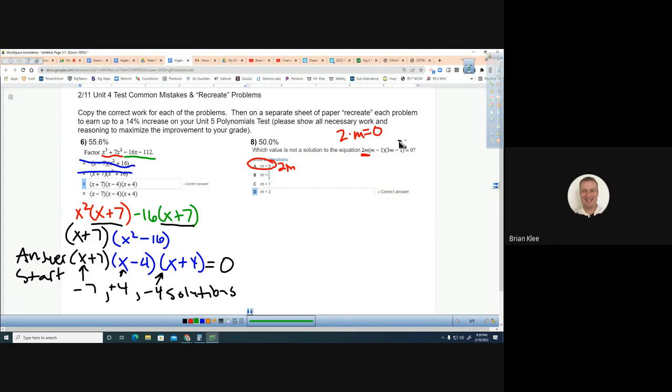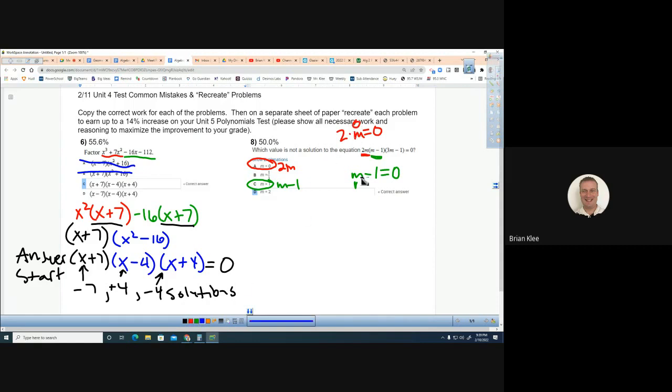M minus 1. What minus 1 equals 0? The answer is positive 1. So m minus 1 is causing that solution because 1 minus 1 is 0, just like 2 times 0 was 0.